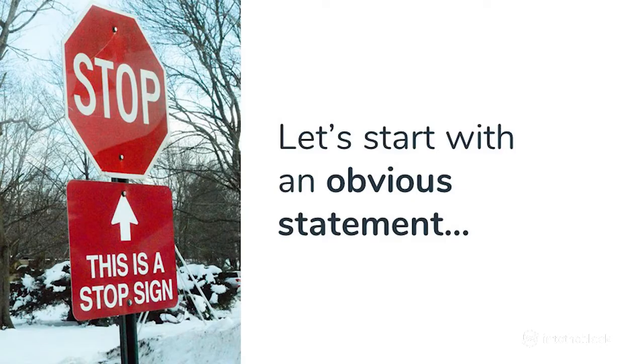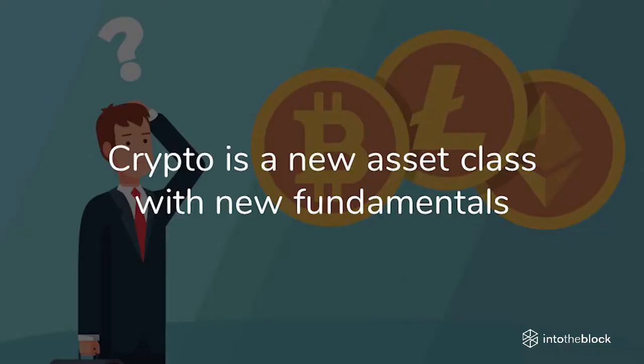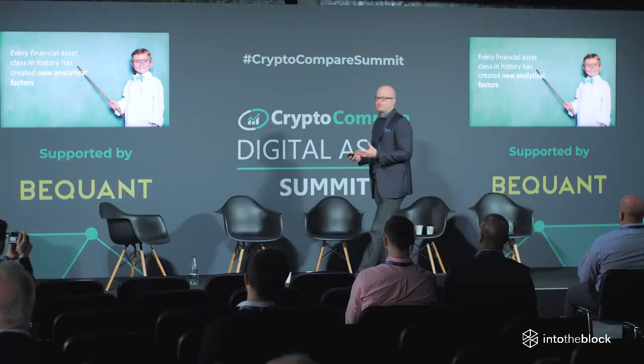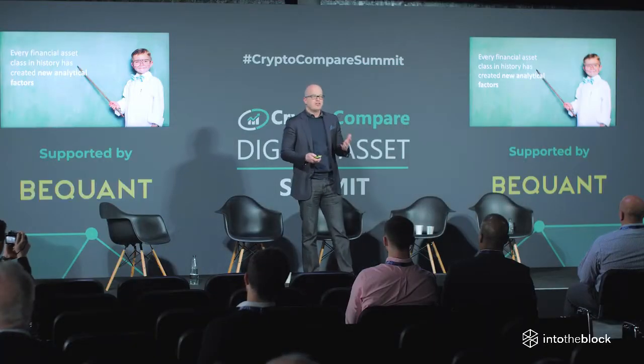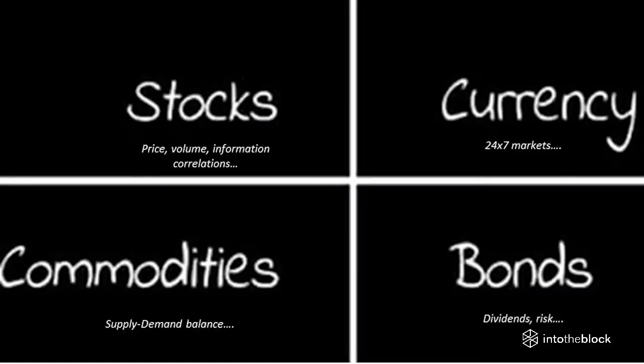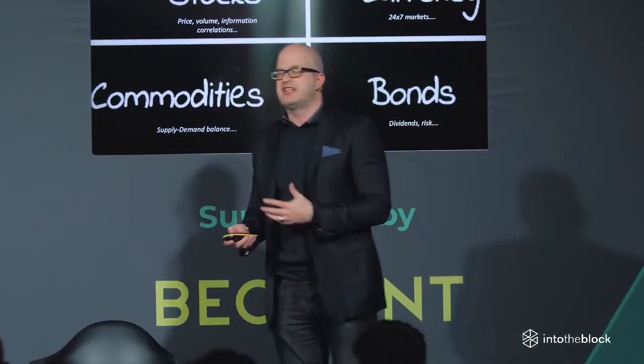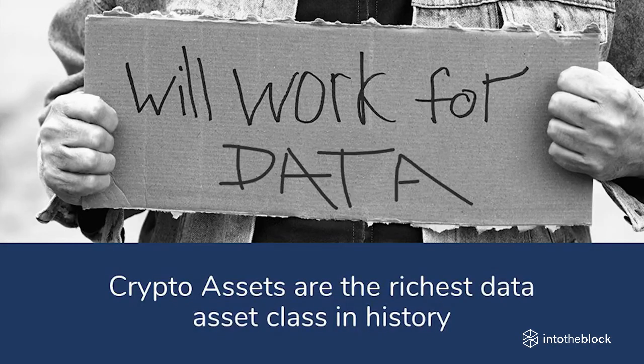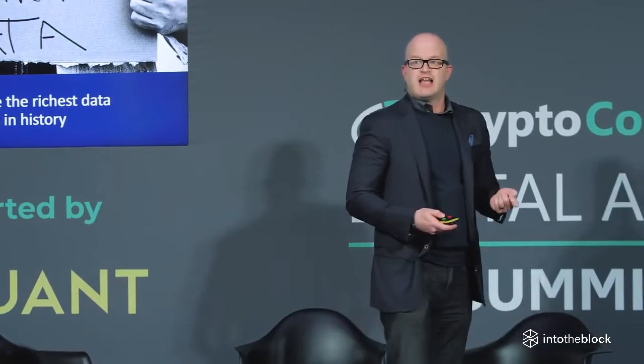So let's start with an obvious statement. Crypto is a new asset class with new fundamentals that requires a new type of analytics. That seems like a very stupid thing to say because every financial class in history has come up with its own set of analytics. So stocks gave us price and volumes, currencies 24/7 markets, commodities are based on supply and demand, and so on and so forth. Crypto assets are only a 10, 11-year-old asset class, but in terms of data generation, it's one of the richest asset classes in history.